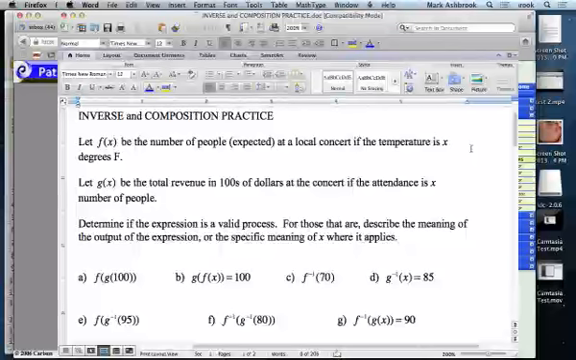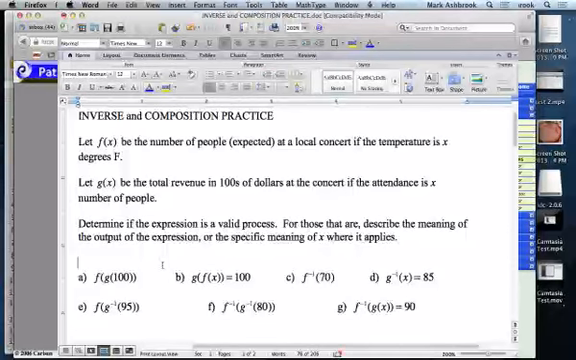Okay, again, you might start by identifying those quantities that are the input and output of F, input and output of G, input and output of F inverse, input and output of G inverse, and then see if you can figure them out. This is really good practice to see if you understand inverse and composition. Go.